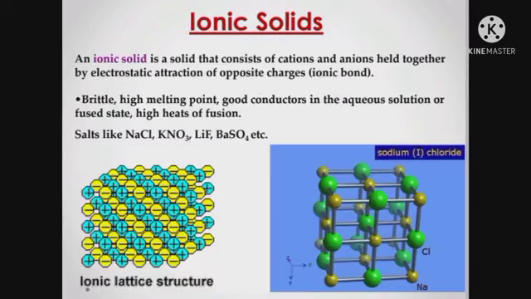An ionic solid is a solid that consists of cations and anions held together by the electrostatic force of attraction of oppositely charged ions. It is brittle, has a high melting point, is a good conductor in aqueous solution or fused state, and shows high heat of fusion. Examples are NaCl, potassium nitrate, lithium fluoride, barium sulfate, etc.